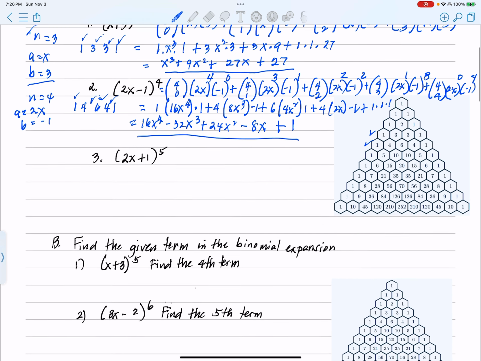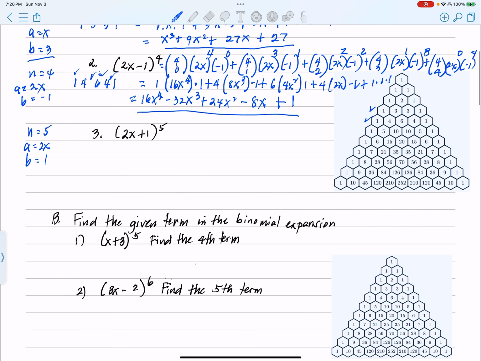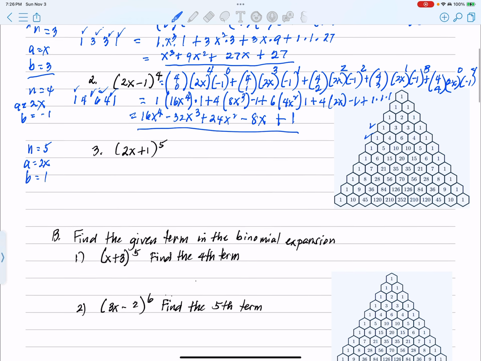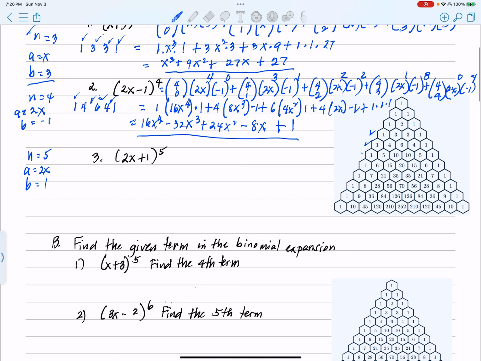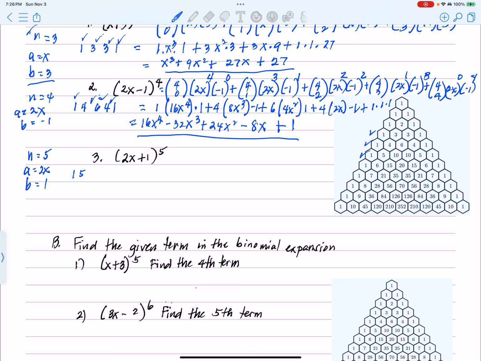Let's have the third one. n is 5. a is 2x. The second term is 1. Okay. So I'm looking at the coefficients of row 5 since our n is 5. So I have 1, 5, 10, 10, 5, 1.